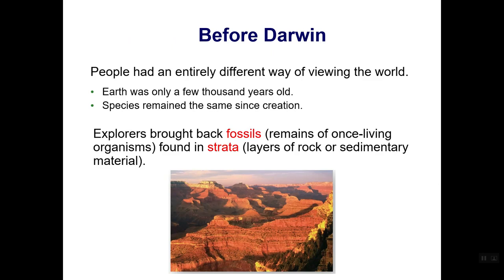So before Darwin, people had a very different way of viewing the world. At that time, again, this is in the 1830s, it was generally accepted that the Earth was only a few thousand years old. However, due to a lot of evidence that has been collected over the course of many, many years since 1830-ish, we have now gained enough evidence as scientists to say that the Earth is actually more around 4.6 billion years old. 4.6 billion years old. Billion.